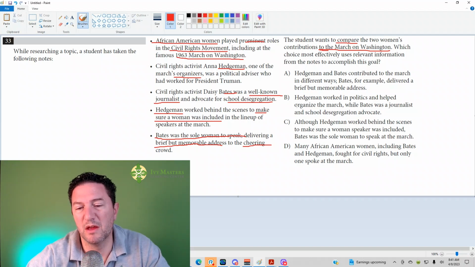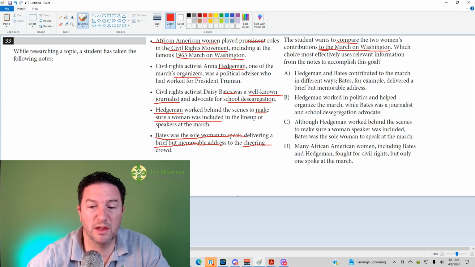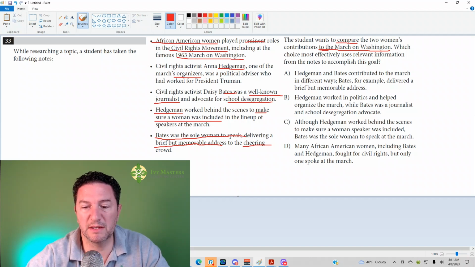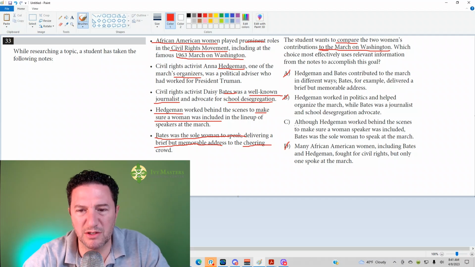Answer choice C: Although Hedgeman worked behind the scenes to make sure a woman speaker was included, and that was specifically at the 1963 March on Washington, Bates was the sole woman to speak at the march. And it does say Bates' contribution to the march. So I'm going to say A and B are gone because C is specifically comparing the two women's contribution at the march. Interesting, many African-American women, including Bates and Hedgeman, fought for civil rights, but only one spoke at the march. And we don't get specifically what their contributions were at the march. Answer choice C is the best answer.